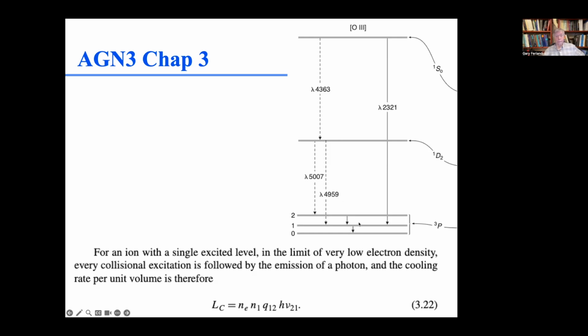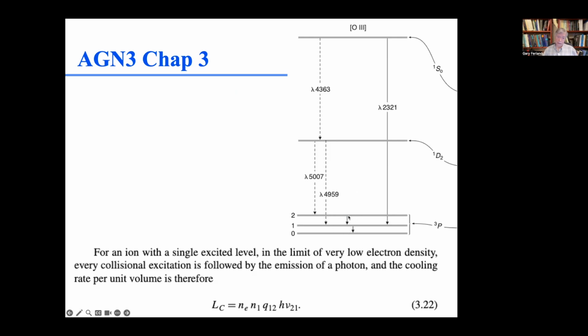And so there's a simple low density limit we can think about. So we have an O double plus sitting in an ionized gas, and it's surrounded by free electrons that have a certain kinetic energy. For most nebulae, it's 10,000 degrees. So the average kinetic energy is about 1 electron volt, is how it works out. And these free electrons can hit O double plus and cause an internal excitation.